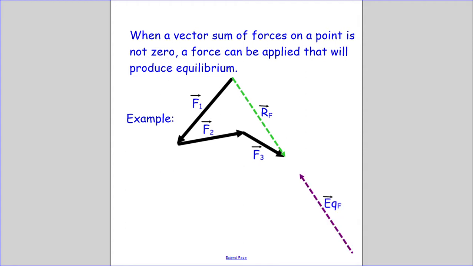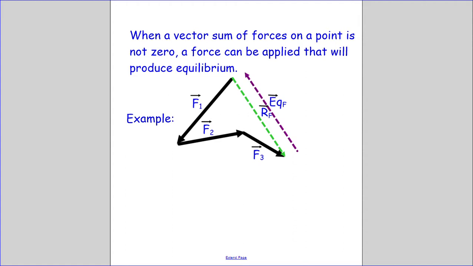Now, my next one after that means that I have an equilibrium force, and that equilibrium force has to be exactly the same, just in the opposite direction. That's going to bring this object into equilibrium. So I have a resultant force. I also have an equilibrium force that opposes that object and moves it into equilibrium.